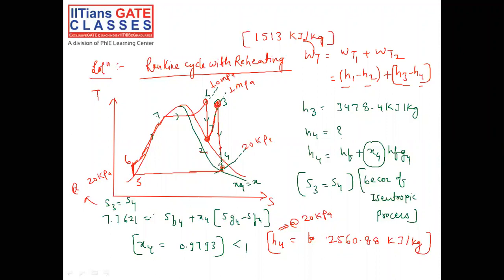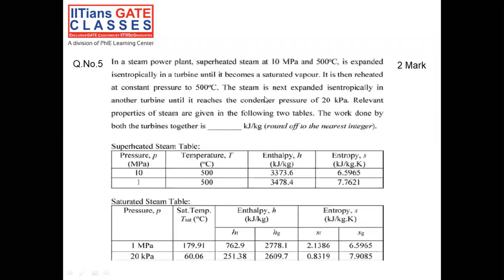1513 kilojoule per kg. And the range for this question is given as 1500 to 1525 kilojoule per kg. And our answer is lying in between the range which is given by IIT professors. Now, that is regarding question number 5. That is a steam power plant. They have just mentioned that it is a reheating process. Now we are going to calculate total work output, that is work done by both the turbines together, in kilojoule per kg. And the important thing is that they have mentioned round up to nearest integer, not decimal.